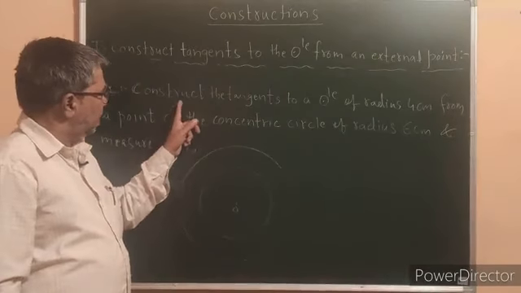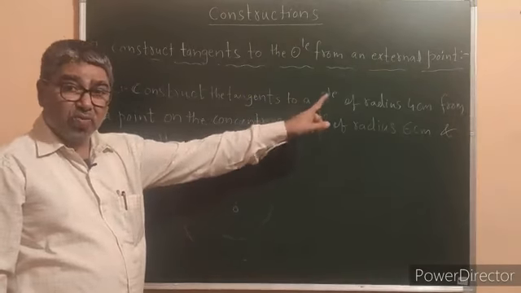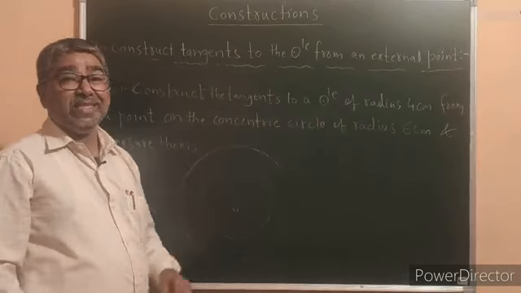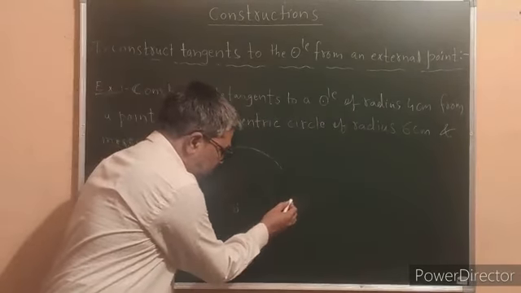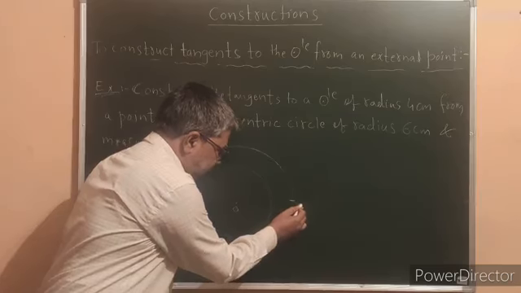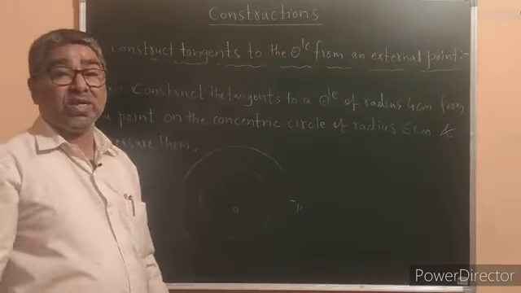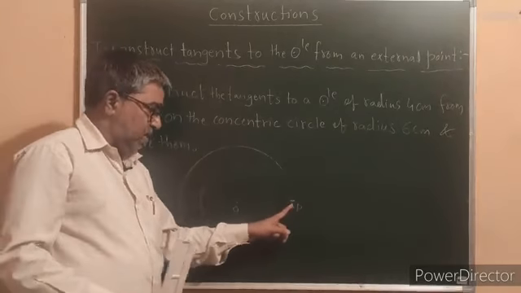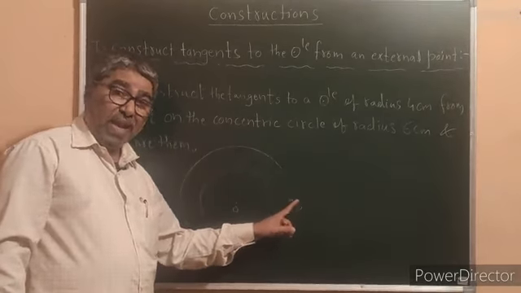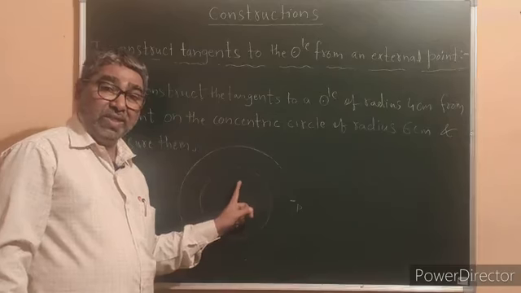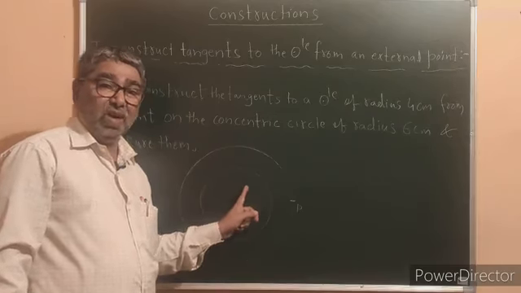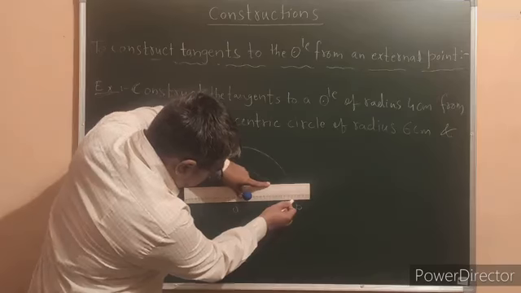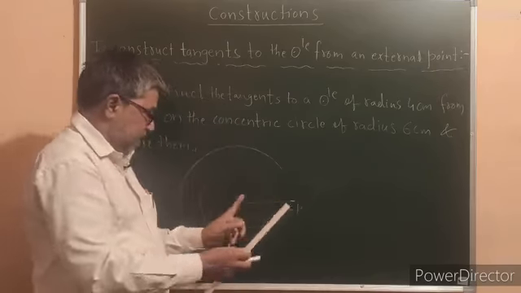Now what is the example? Construct the tangents to a circle of radius 4 centimeter from a point on the concentric circle of radius 6 centimeter. So it means that you have to mark a point on the circumference of the circle of radius 6 centimeter, and you call that point as point P, and this will be our external point. From that point we are going to construct the two tangents to this inner circle, that is the circle of radius 4 centimeter. So for that you have to join the 2 points OP so as to get a line segment OP.